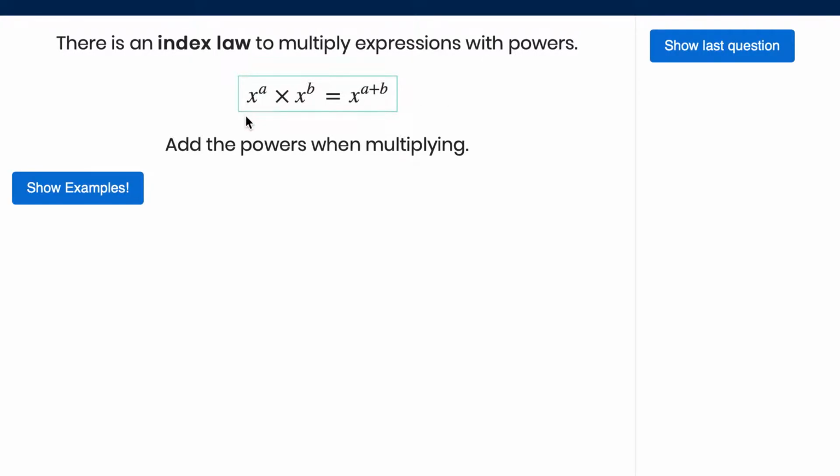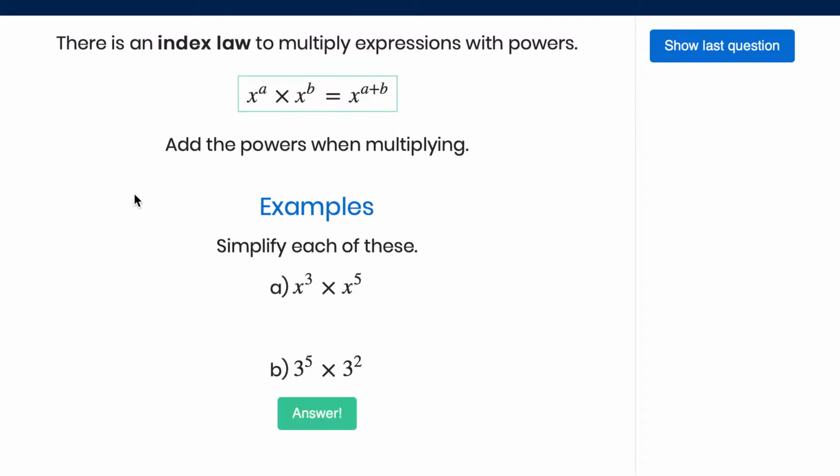Okay, so the index law for multiplying powers is x to the power of a times x to the power of b is equal to x to the power of a plus b. So what we do is simply add the powers when multiplying. Okay, so here are a couple of examples.